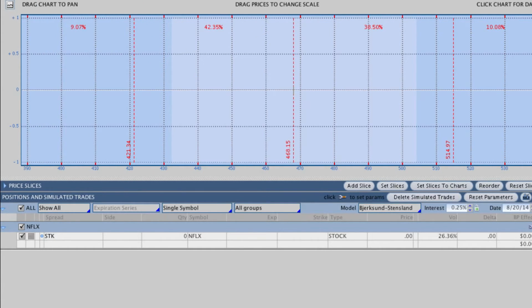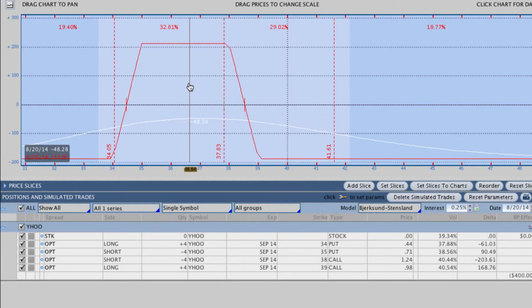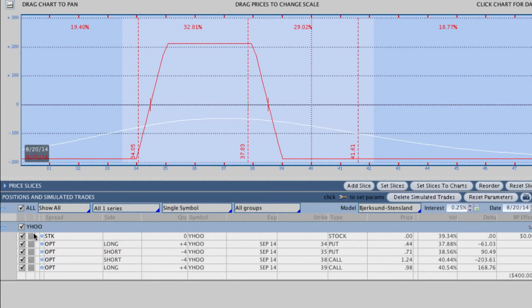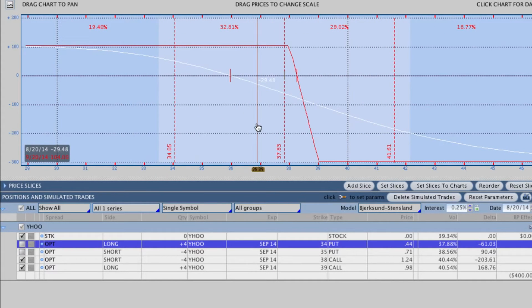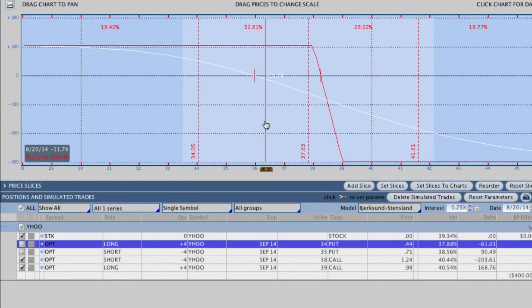And I'll go to the risk diagram here so you guys can see it. Let me just take off this put side trade so you can see what the call side trade looks like right now. So this is what it looked like before we made this adjustment today. Again, we have the 38-39 credit call spread, and notice that Yahoo is trading right at 37.83. So it's really getting close to our short strike and starting to go into the money.